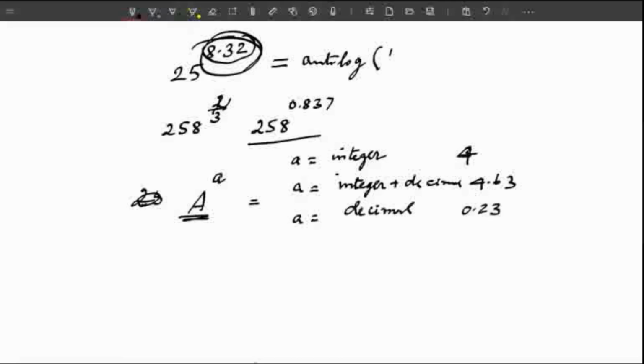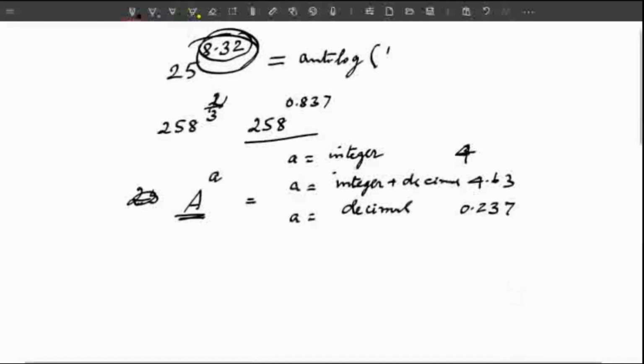That is 0.23, A power 0.237. Whatever it may be, we are following only one thing, that is A power A. Such a problem would not be asked because it is a little time consuming, but it is possible to calculate without a calculator. It is nothing but anti-log of A into log of A.